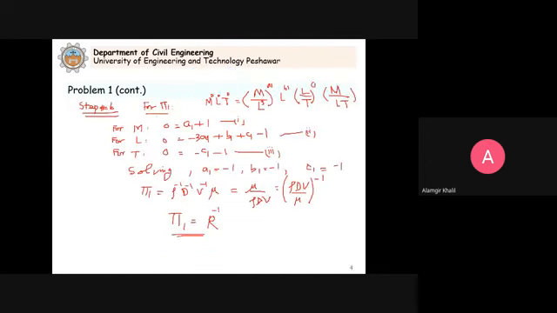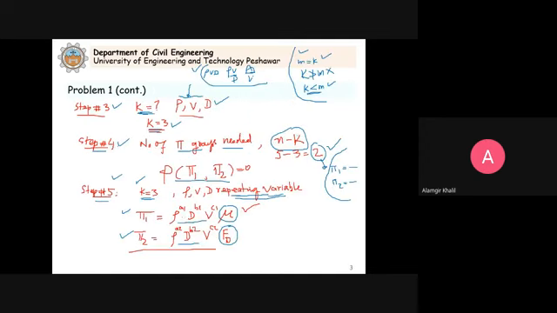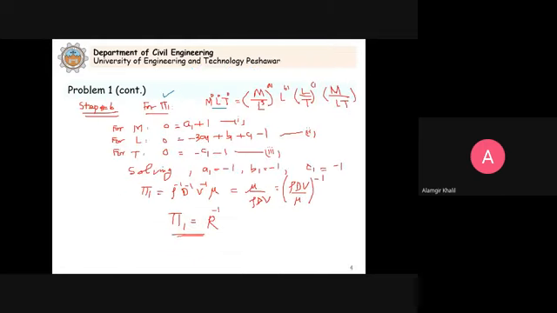So step number 6 is we go for pi 1. Because by definition pi 1 has no dimensions, you can see that m power 0, l power 0, t power 0, it is 1, no dimension. We can write pi in this fashion here. By definition, pi is dimensionless. And we put the dimensions for the parameters here, rho, d, v, and mu, with these exponents.